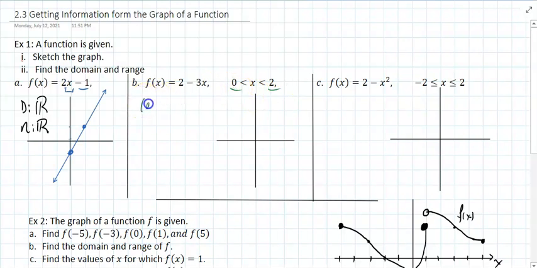If x equals 0, put a 0 in there, y equals 2. And if x equals 2, y equals 2 minus 6, which is -4. Since it's linear, I know it's a straight line. 0, 2, not included, and 2, -4. A straight line connecting those.